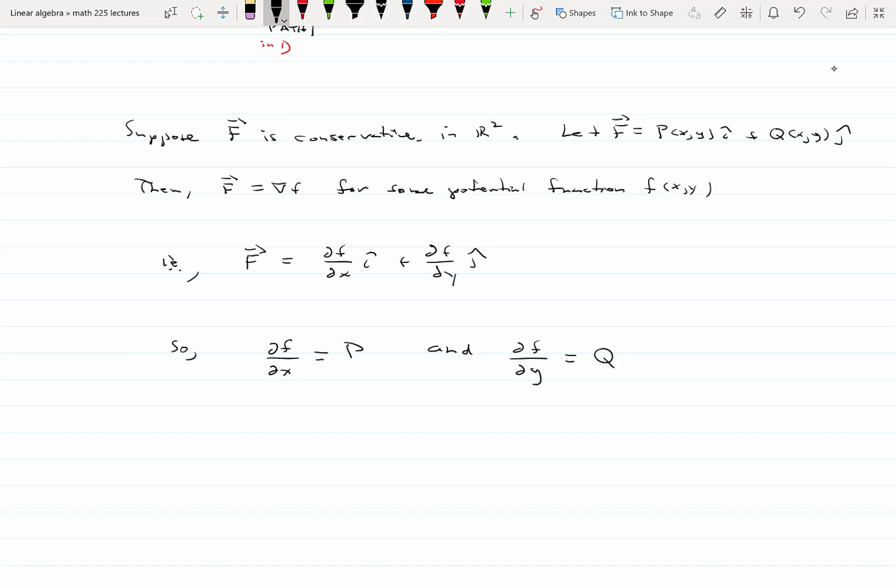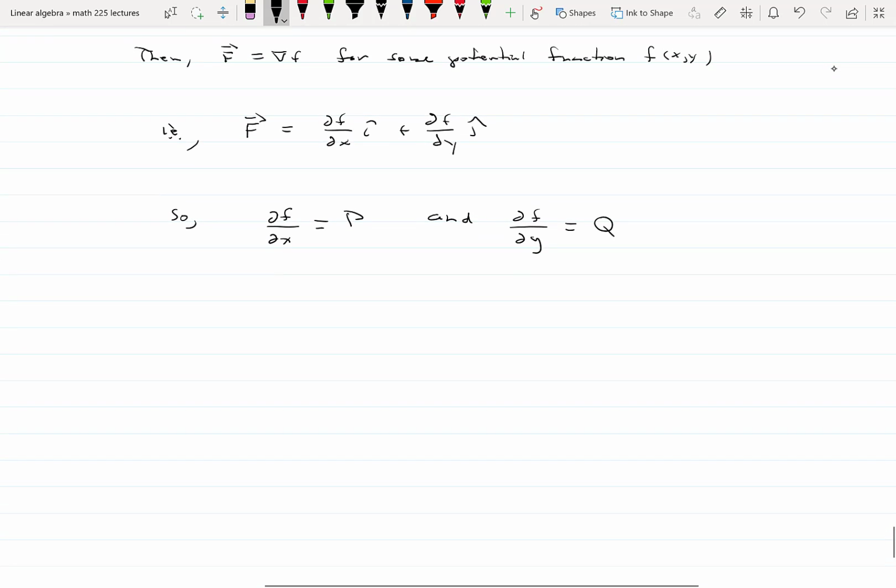Okay. So now let's take more derivatives of these two equations. Let's take the derivative with respect to y of the first one. So this has the second partial of f first with respect to x, and then with respect to y, is partial p partial y.